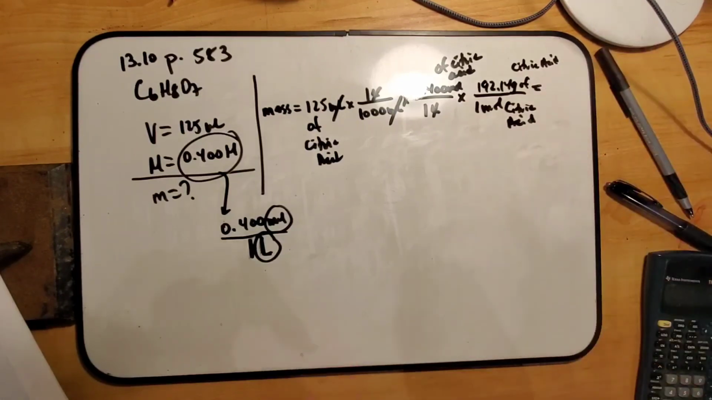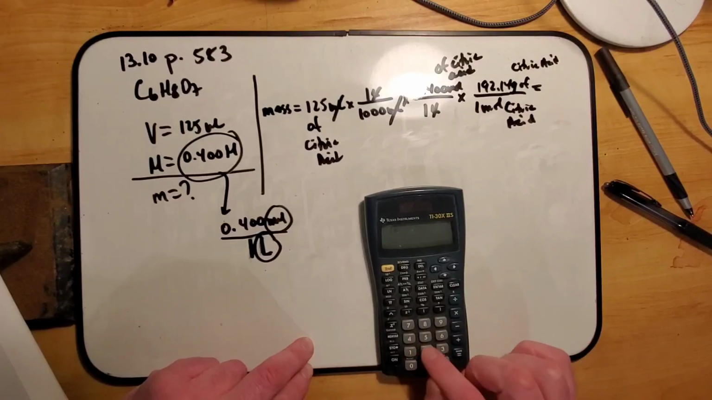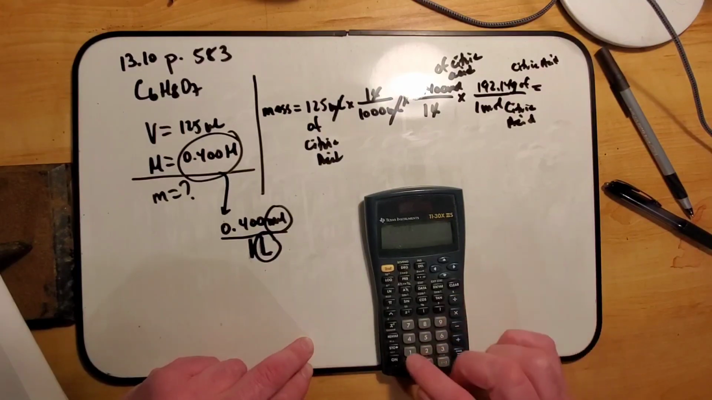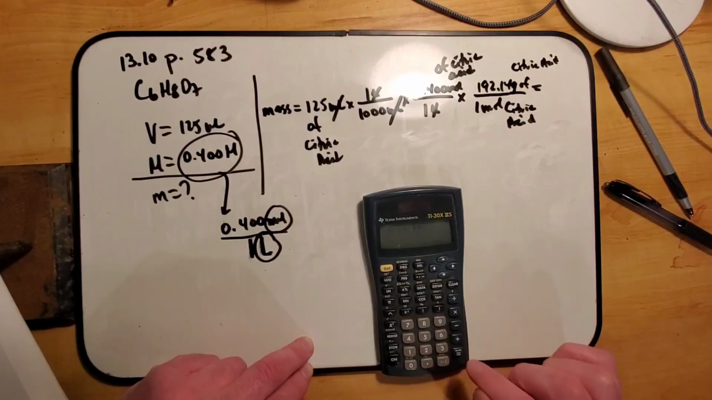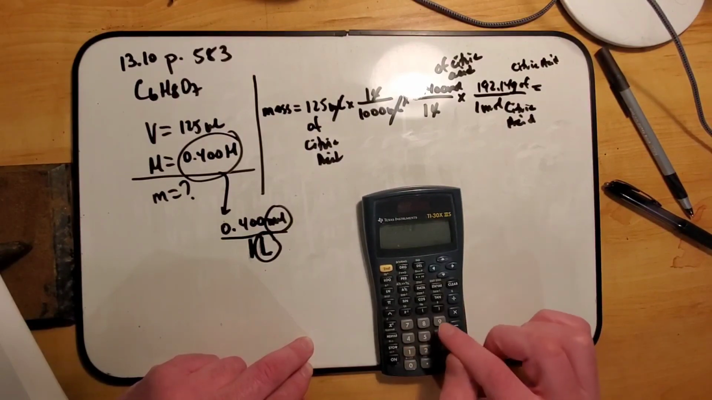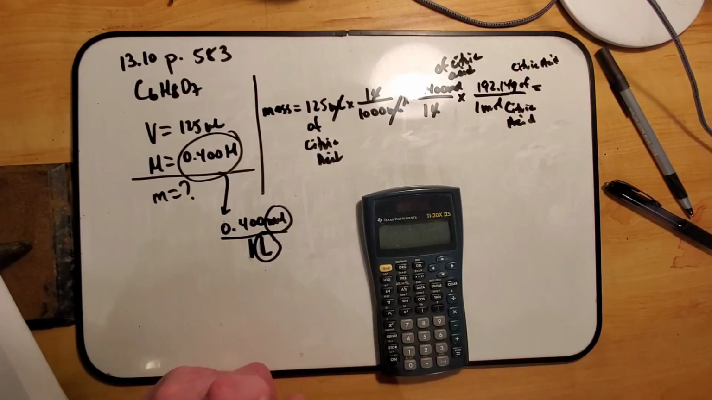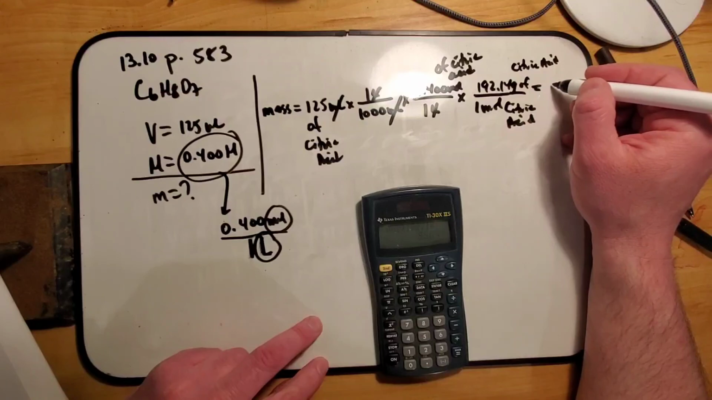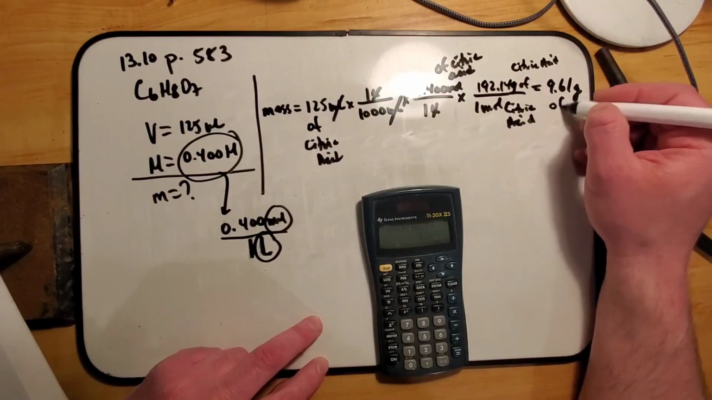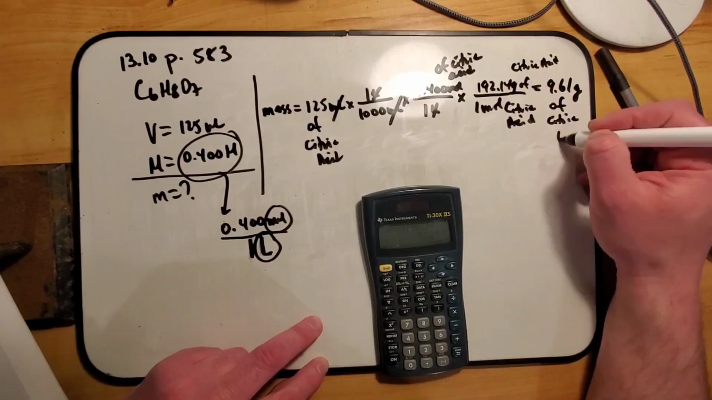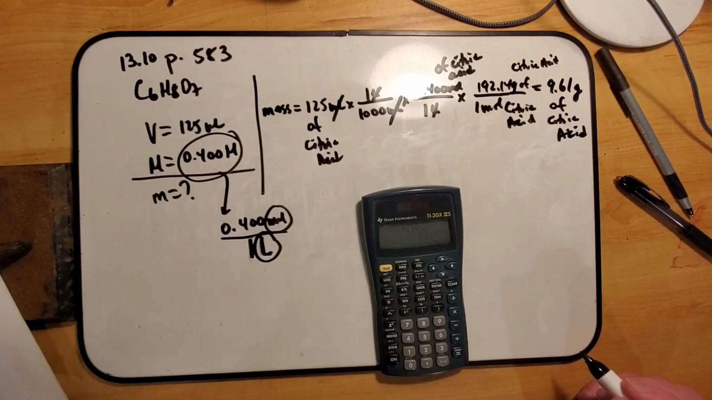So when I do all of these calculations now, I should get the correct answer. Again, I have three significant figures here. 125 divided by 1000, multiplied by 0.4, and multiplied by 192.14. And so my final answer, to three significant figures, will be 9.61 grams of citric acid. Okay, and that will be the final answer.